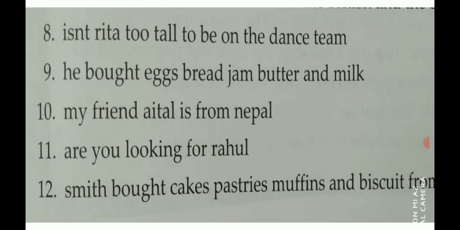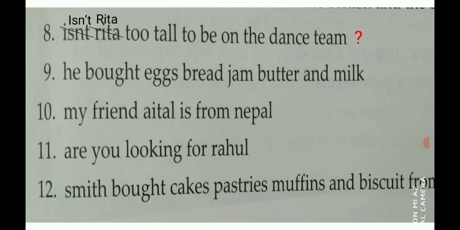Isn't Rita too tall to be on the dance team? Then what will we do? Yes, we will put I in a capital letter and then put an apostrophe between N and T. Okay, then we will write R of Rita in a capital and then put a full stop. So let's see what the changes are here. Isn't Rita, and then we will put a question mark because it is a question.